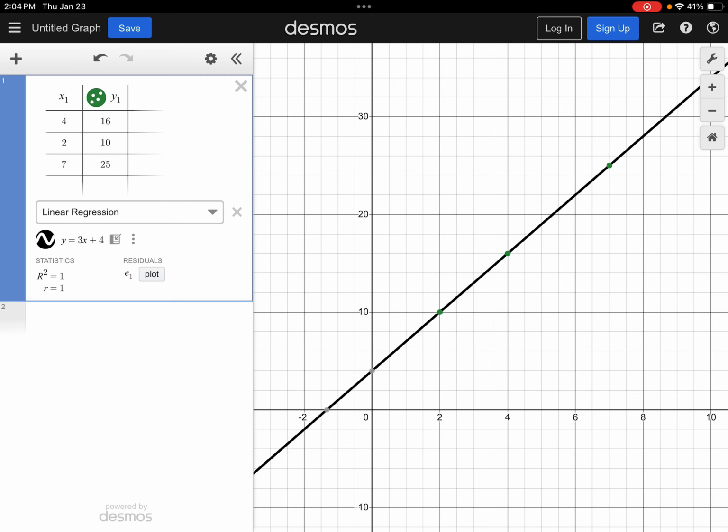And I can see that the equation that I have is y equals 3x plus 4. It actually makes an appearance right below the linear regression location. But I also know certain things about this graph, such as the y-intercept is (0, 4). I can even go ahead and click on the x-intercept, negative 1.3 repeating.